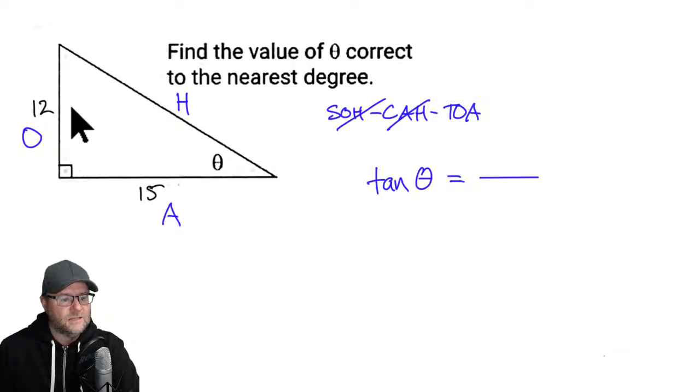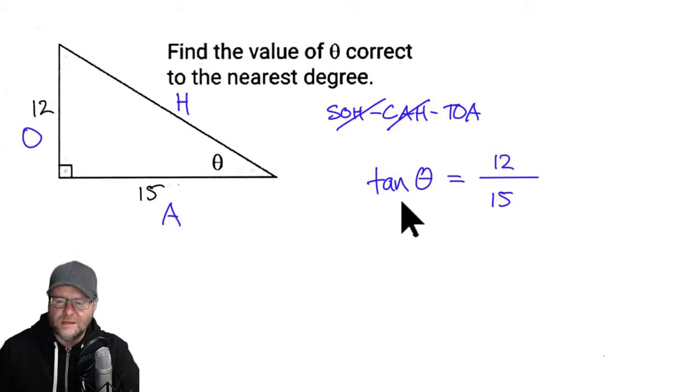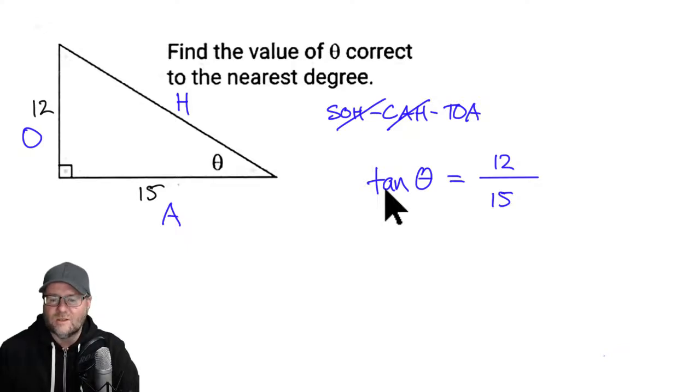So in this case, it's an opposite of 12. It's an adjacent of 15. All right, this is great. I've got to this point. Now, what do I do to work out the angle? We can do the shortcut way, the let's-get-straight-to-the-answer way, which is this.